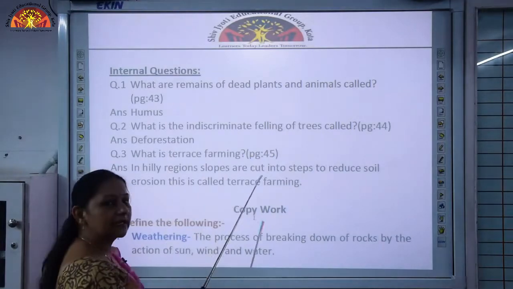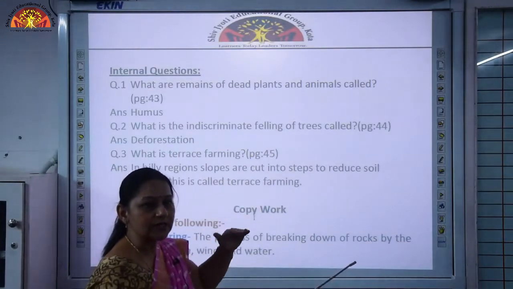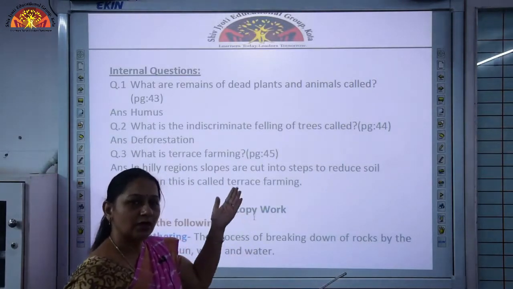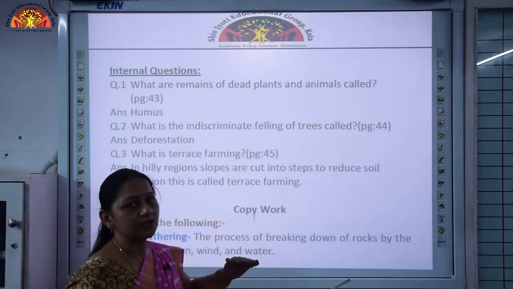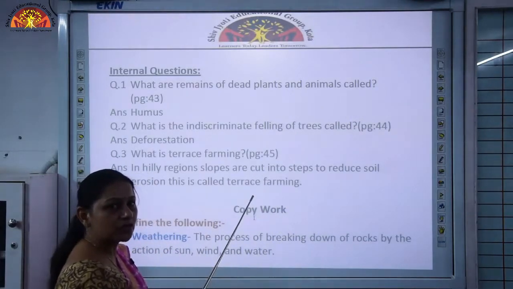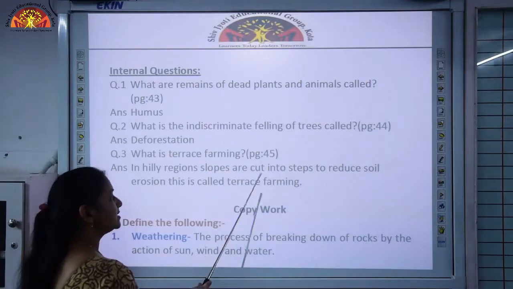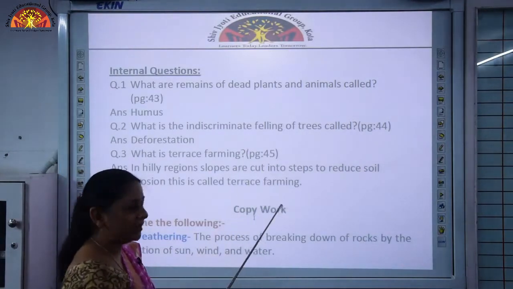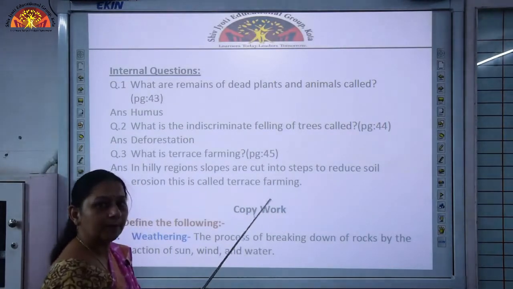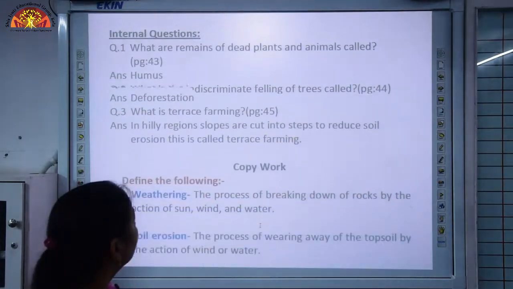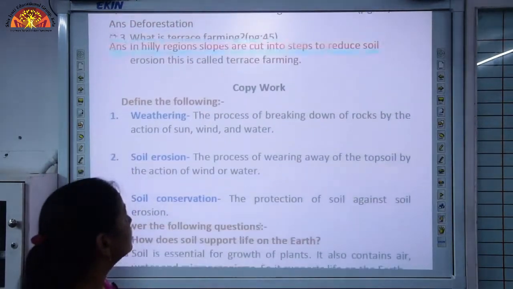This is called terrace farming, means the slopes are made and cut into steps so that the soil which comes from the higher level deposits on the lower level, and this type of formation of steps is called terrace farming. You are going to write this question on page 45 and the answer is on the same page. Now let's move to copy work.